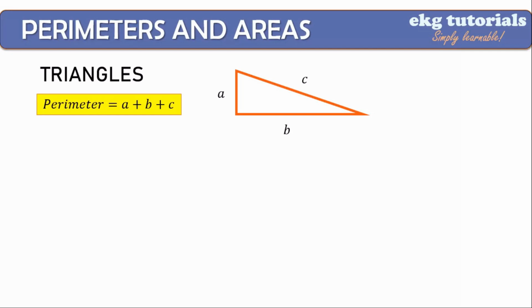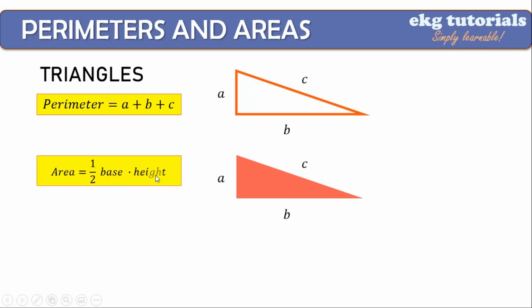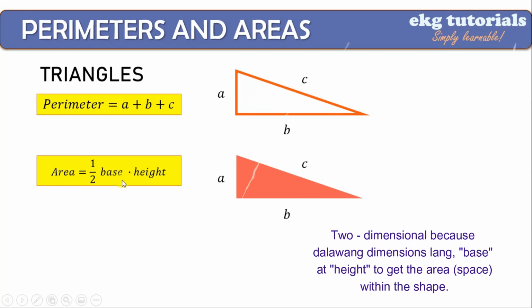Now for the area of a triangle, again we are concerned sa area nung space na nasa loob ng ating shape. For the area, it is equal to 1/2 base times height. Now, anong ibig sabihin nitong base? Base is basically yung side kung saan nakatayo yung ating triangle or yung ating shape. So, in this particular side, ito yung nagsisilbing base ng ating shape.